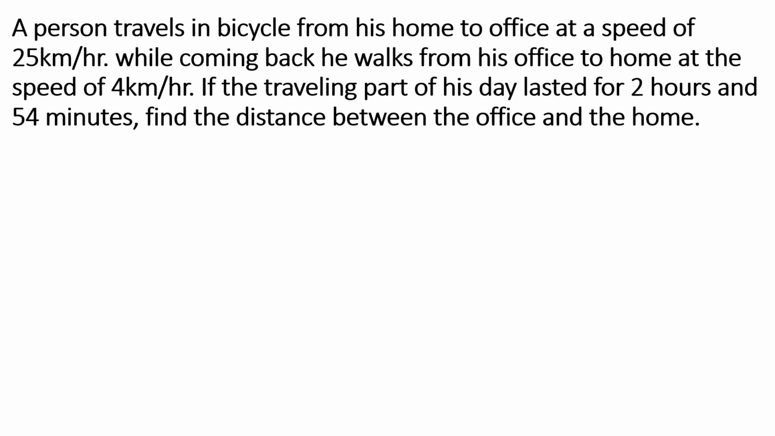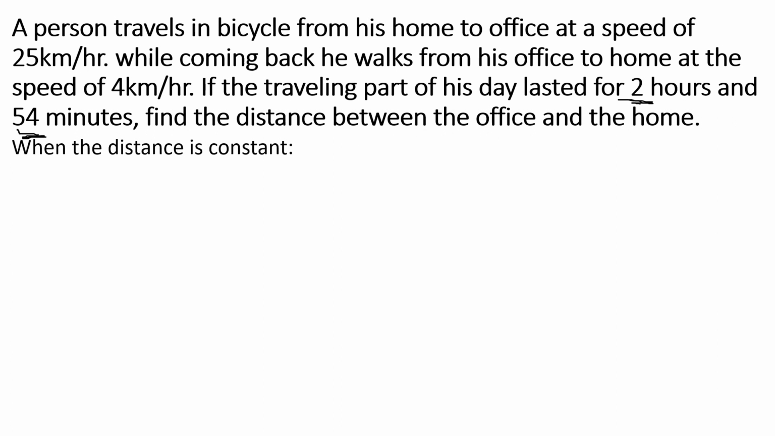Next question. A person travels by bicycle from his home to office at a speed of 25 km per hour. While coming back, he walks from his office to home at the speed of 4 km per hour. If the total time for traveling is 2 hours and 54 minutes, we have to find the distance between office and home.